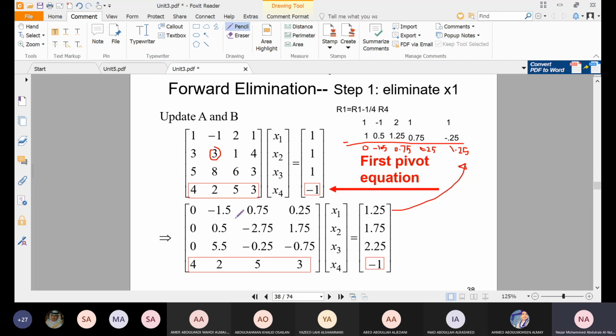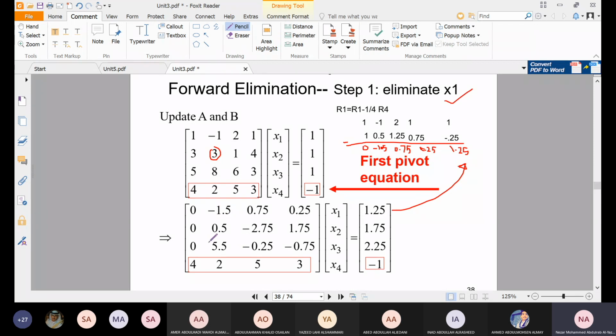Okay, so here the first column, the first one is 0, the second one is minus 1.5. I have here 0.75, this is 0.25, and here the value will be 1.25. Okay, so we do the elimination for the first one. Now we finish from this one. So we already eliminated the coefficient for the unknown x1. The first step is done now.